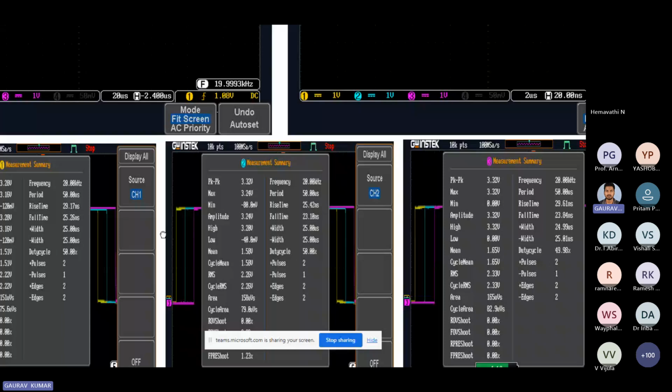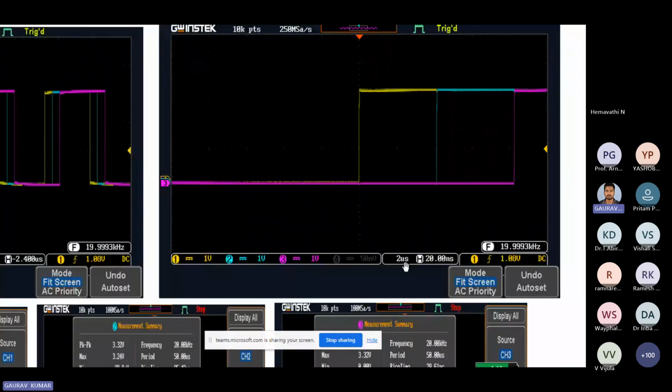Okay, you can see the phase shift. I have told you that each block is of 2 microseconds. So this is the reference, and the second one is after 4 microseconds. So there is 30-degree phase shift, and the last one is at 2, 4, 6, 8 microseconds. So it is 60-degree phase shift.